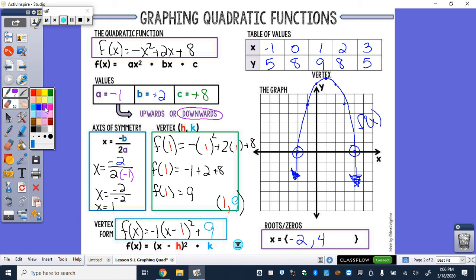Again, a little review here. That axis of symmetry is that imaginary line down the middle. AOS. It's in the middle, so that means it's the same distance between your roots as it is from your axis of symmetry to the other root.